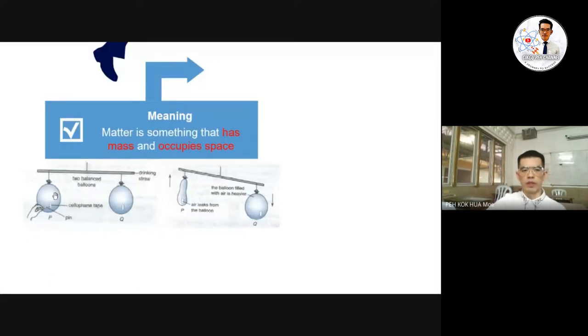This is the experiment which actually wants to prove that gas has mass. Initially, balloons P and Q are filled with air. After that, the pin causes the air to leak from balloon P. Then you can see balloon P is now absent of the gas. On the other hand, balloon Q, which is filled with air, has a higher mass. So this experiment shows that air has mass. So air is considered one of the matter.